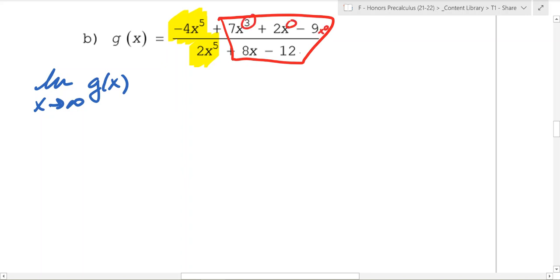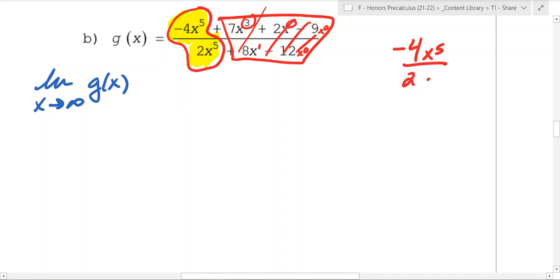This is x to the 0, x to the 0. These powers are all less than 5. So what happens here as x gets really, really big? If you were in algebra 1 and you just had negative 4x to the 5th over 2x to the 5th, what would you do? You would cancel this, and it leaves you with negative 2. That is absolutely what happens. As x goes to infinity, this thing gets infinitely close to an output of negative 2.